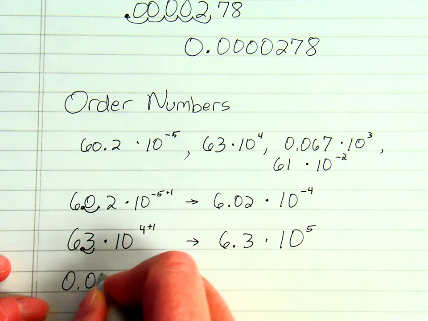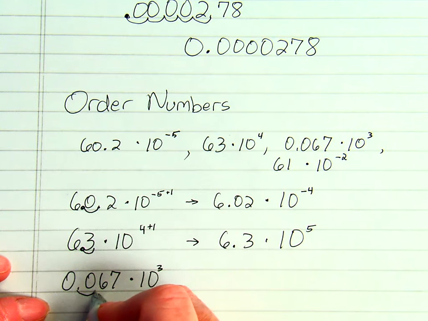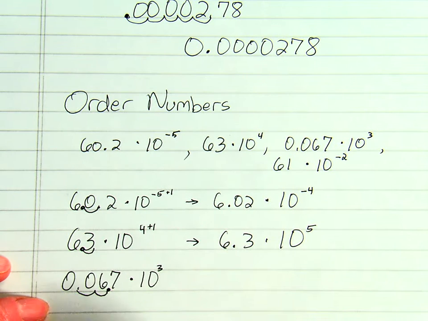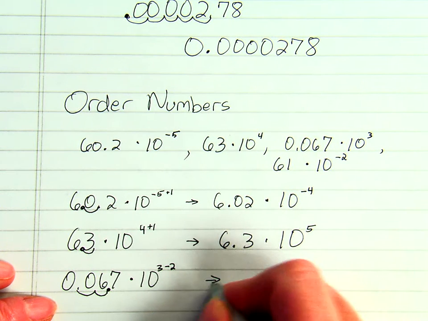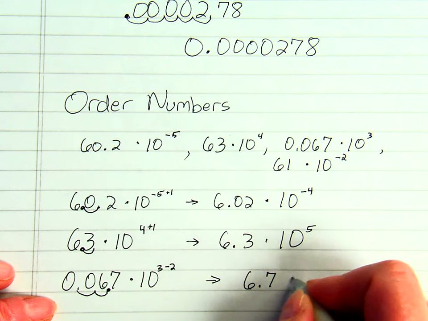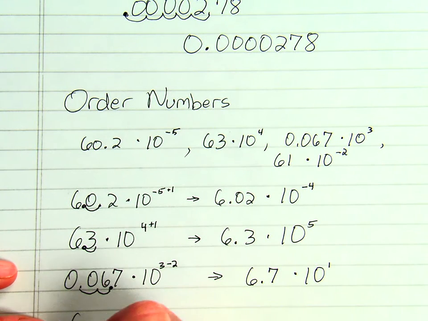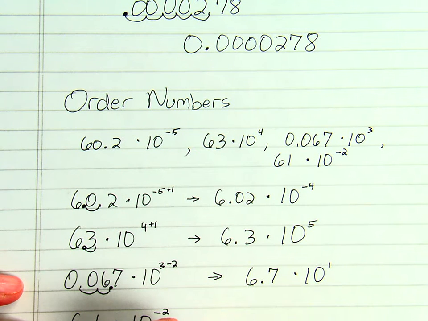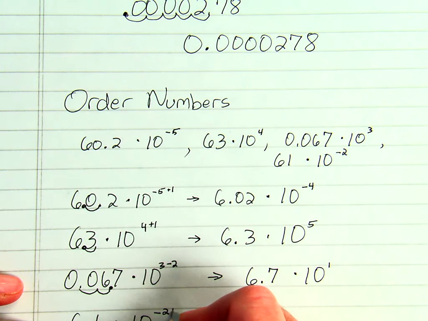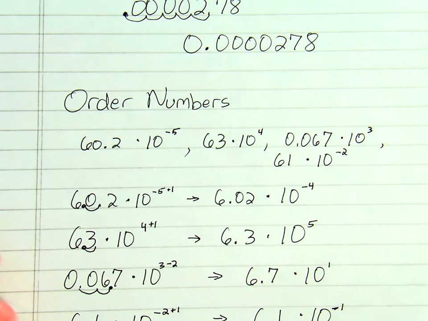My next one, 0.067 times 10 cubed. Here I have to move my decimal point 2 places right. Right means we are subtracting 2, so this becomes 6.7 times 10 to the first power. And finally, 61 times 10 to the negative 2. We have to move this one left, so this is going to be plus 1, and now we have 6.1 times 10 to the negative 1.